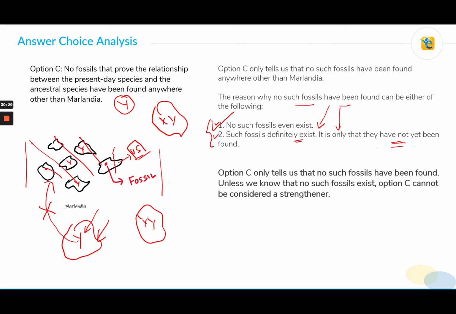If option C is reworded in some way to communicate that it's not that no such fossils have been found, but that no such fossils exist, then option C can also be considered a strengthener. So please be aware of the trap that is here. It's a very subtle trap that the test maker is throwing at us. If you understand this, it will actually save you in a lot of other questions as well. Alright, with that, let's move to option D.